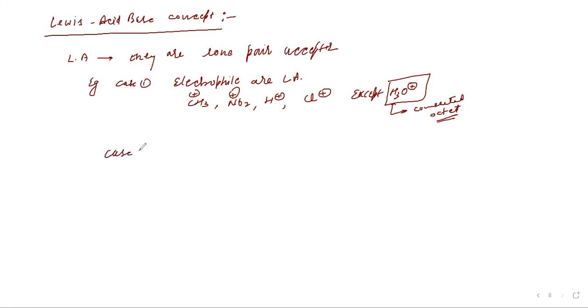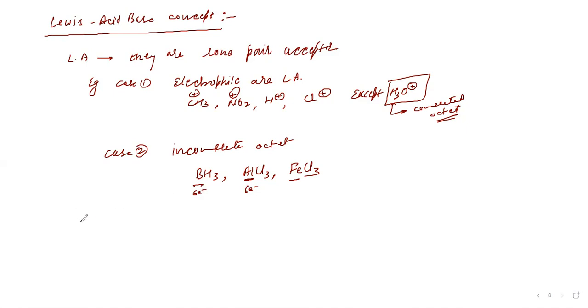Case 2: incomplete octet. BH3, AlCl3, FeCl3. They all have an incomplete octet. How many electrons are there in the valence shell? Aluminium configuration is 2, 8, 3, and 3 electrons are shared with chlorine. Total electrons is 6. Here is also vacant, here is also 6 electrons. So if incomplete octet, they will act as a Lewis acid.